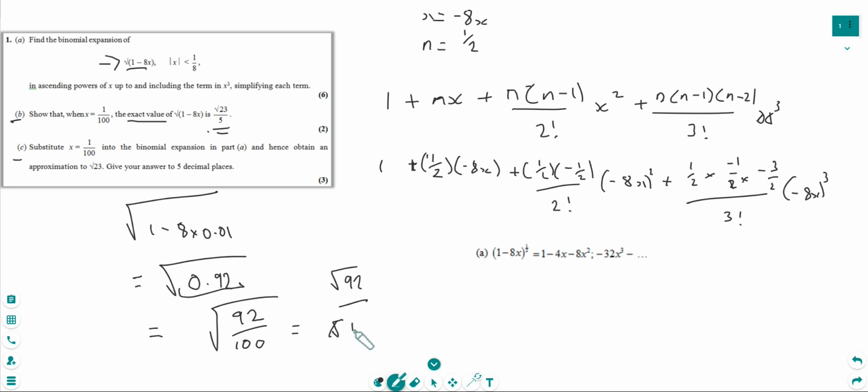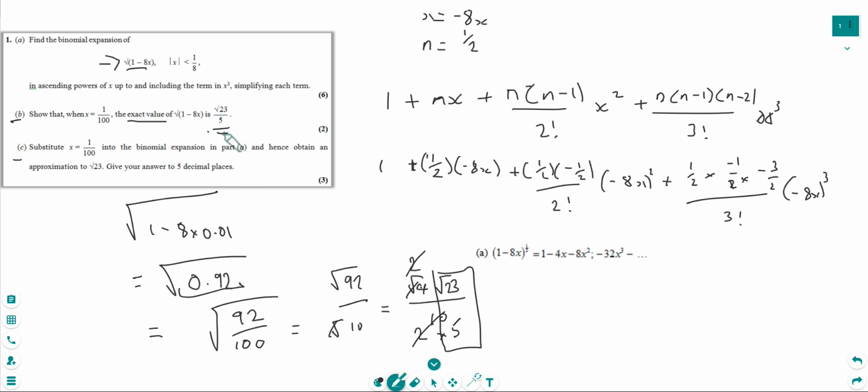Let's see what happens if we make it 10. So 92, I want 92 to turn into 23, so that's divided by 4. So I'm going to say root 4 root 23 over 10. Can you see I'm pretty much there now? Root 4 is the same as 2. 10 is the same as 2 times 5. Cancel top and bottom, and you get root 23 over 5. I've shown that now then.